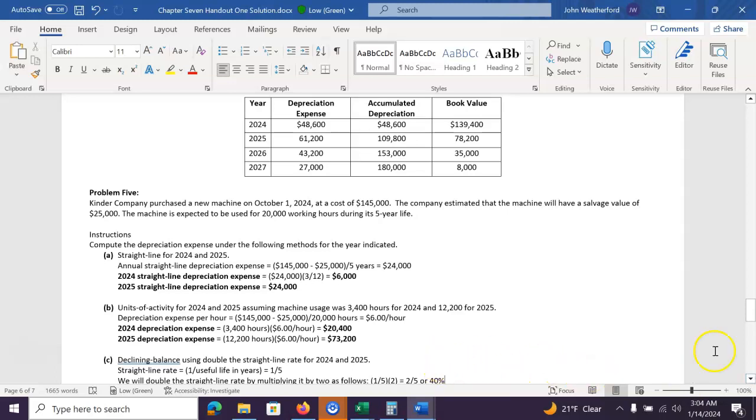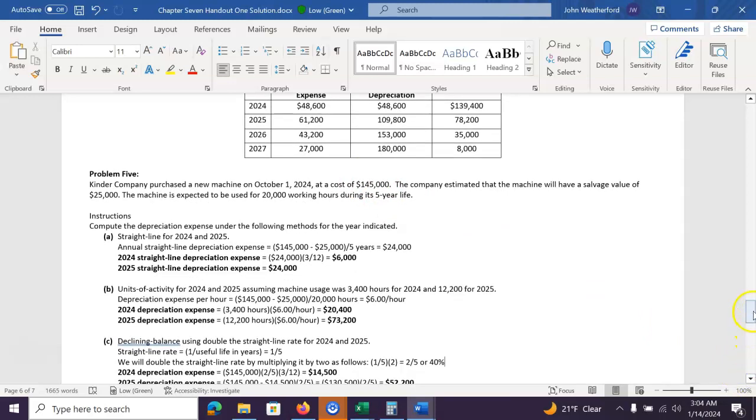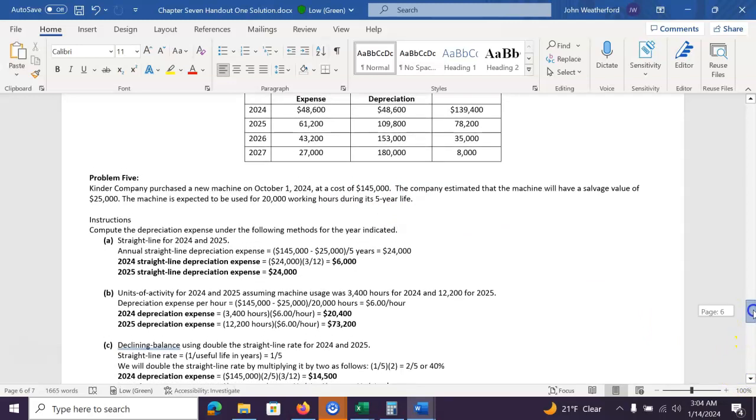So for 2024 depreciation expense, we'll just say 40% of our $145,000 cost. So that's the 145 times the 2/5. But then to account for it only being in service for 3 months in 2024, we have to multiply by 3 over 12 as well.